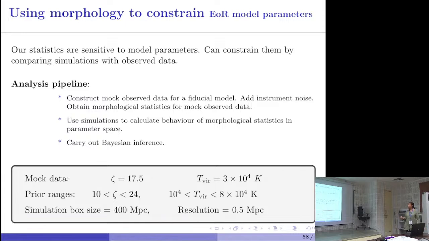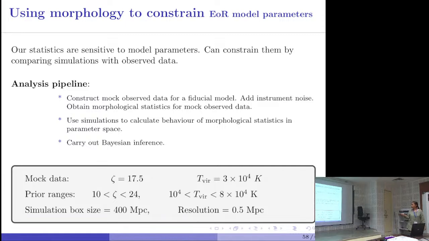What is the analysis pipeline? We construct mock observed data for some fiducial model. That means I fix my cosmology, I fix zeta, I fix T_vir, and I make a simulation. That is going to be my mock observed data. Then to that we add instrument noise, for which we choose SKA instrument noise. We obtain the morphological statistics and say, okay, that is going to be my observation.